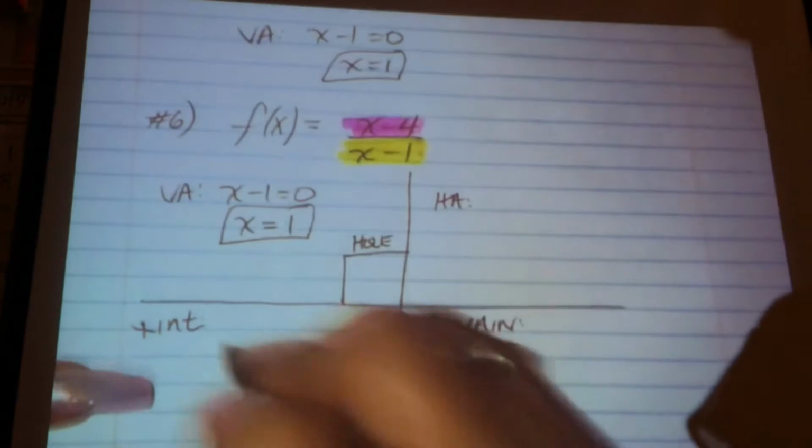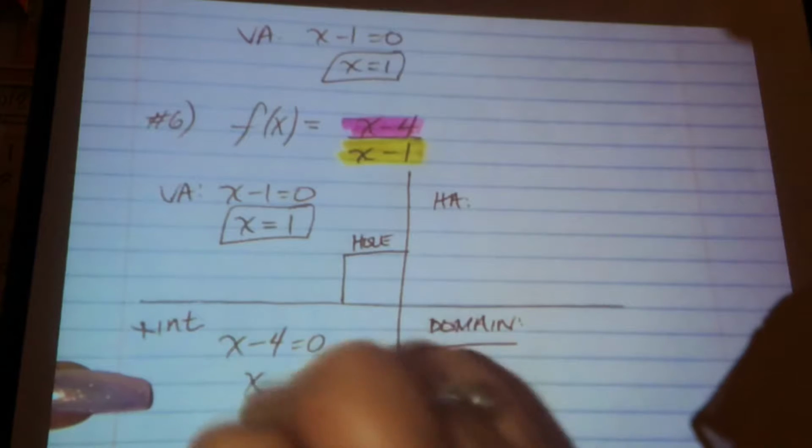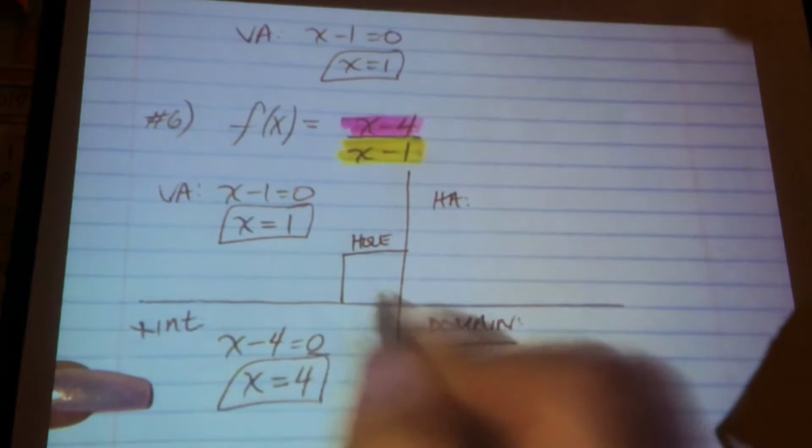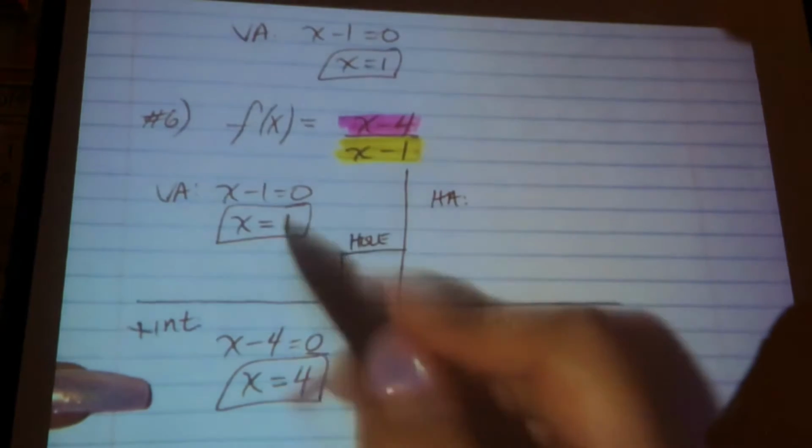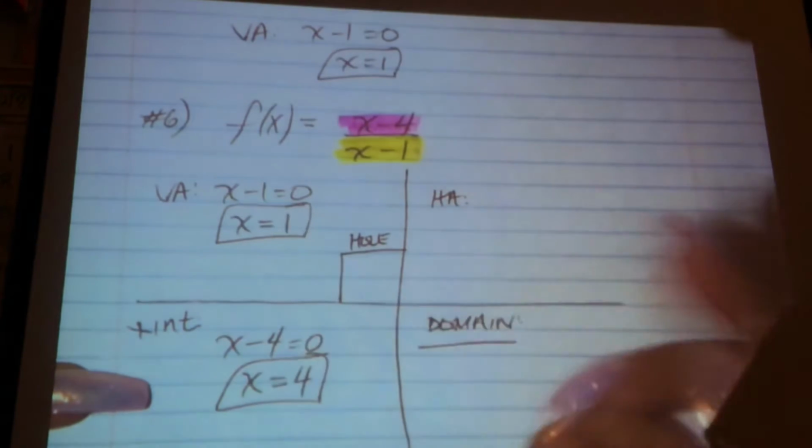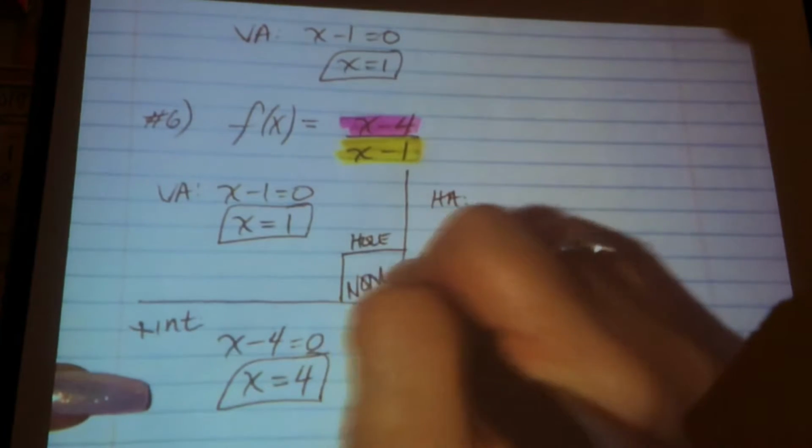So x minus 4 is equal to 0, so that's x equaling 4. Do I have any holes? No. Why not? Because 4 and 1 are, yeah, they're not the same, so I do not have any holes. None.